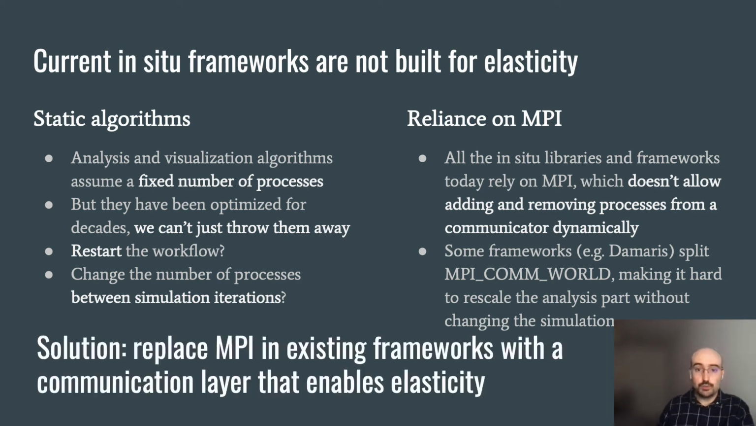So a potential solution to this problem, which is the one that we will explore in this talk, is to replace MPI in existing frameworks with a communication layer that enables elasticity.